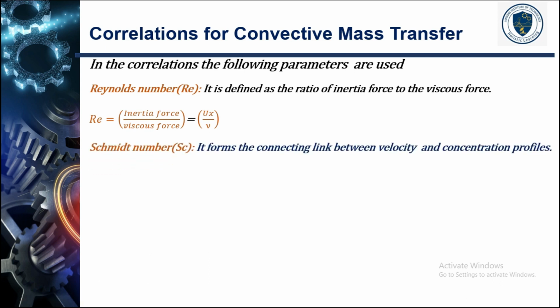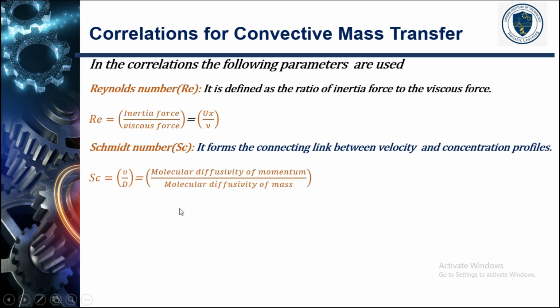The second parameter is the Schmidt number. The Schmidt number connects the velocity and concentration profiles. The formula for the Schmidt number is nu by D. Here nu means kinematic viscosity and D means diffusion coefficient. The Schmidt number can be defined as the ratio of molecular diffusivity of momentum to molecular diffusivity of mass.